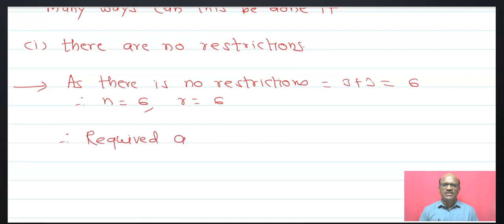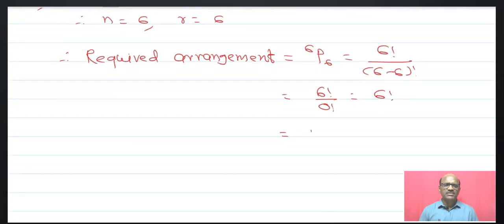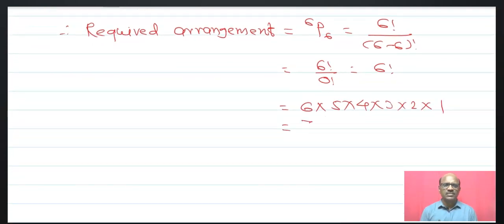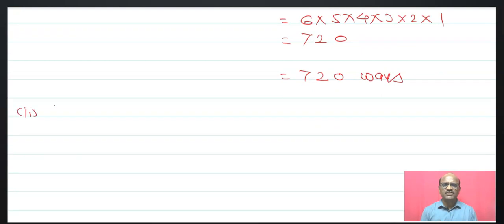The required arrangement is 6P6 ways. That is 6 factorial upon 6 minus 6 factorial, that is 6 factorial, 6 into 5 into 4 into 3 into 2 into 1, that is equal to 720 ways, as there is no restriction.